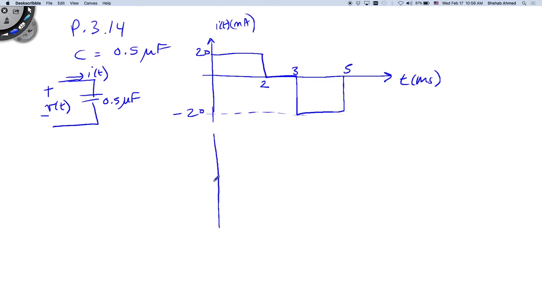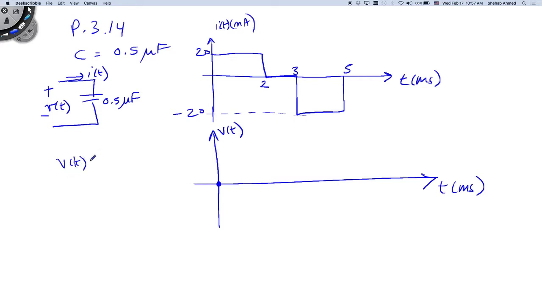At t equals 0, the voltage is 0. This is t in milliseconds, and this is v of t, and at t equals 0, the voltage is 0. They tell us that. Sketch the voltage. They want v of t. They want power, p of t, and stored energy versus time.